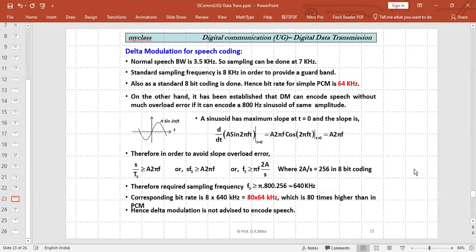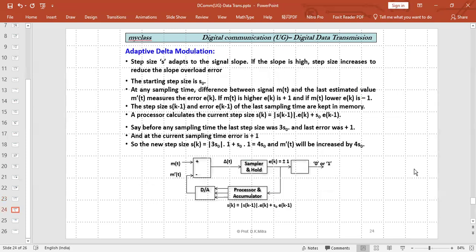Here we used delta modulation. Next, we have adaptive delta modulation, that is another advanced method of delta modulation. We shall see this in our next lecture.